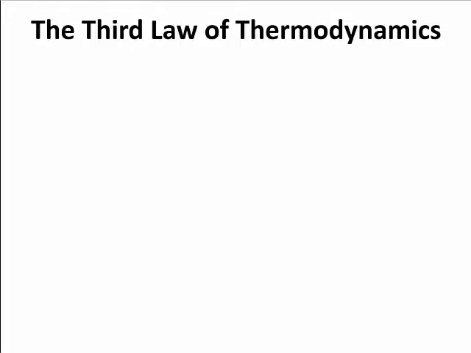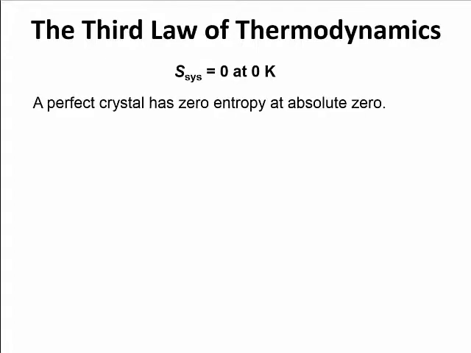Okay. So let's talk about the third law of thermo. It's the last law we're going to deal with. The third law says basically the entropy of a system is going to be equal to 0 at 0 Kelvin. In other words, if we have a perfect crystal, we're going to have 0 entropy at absolute 0.